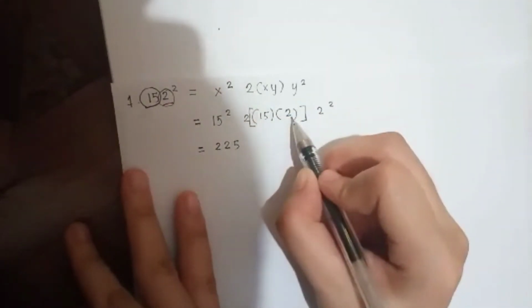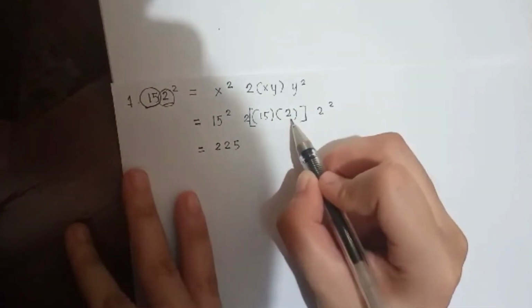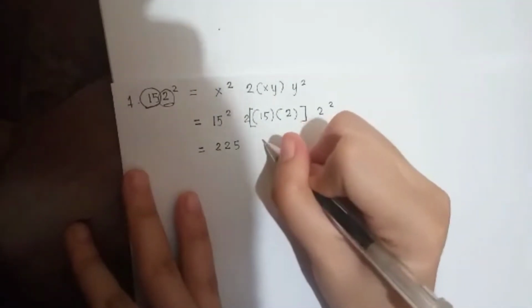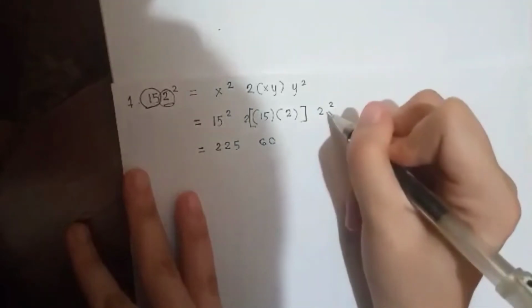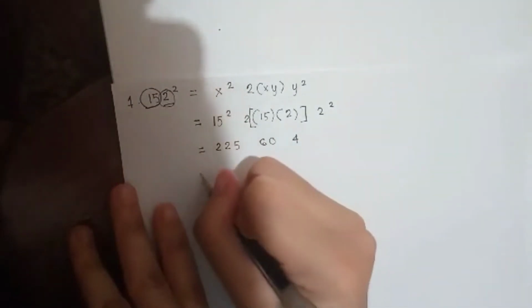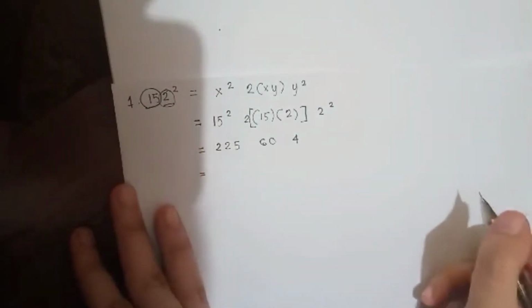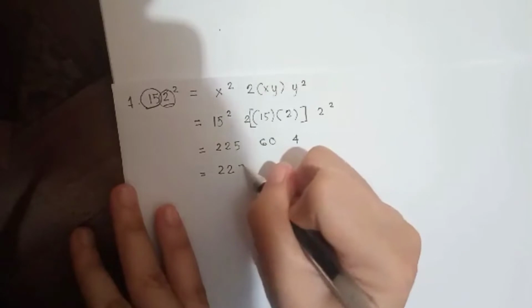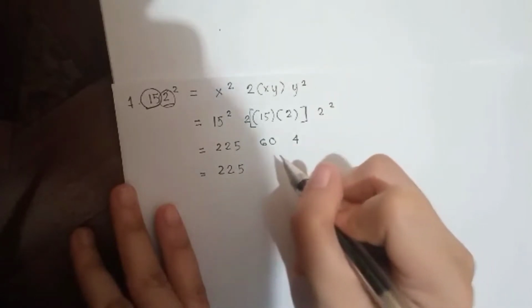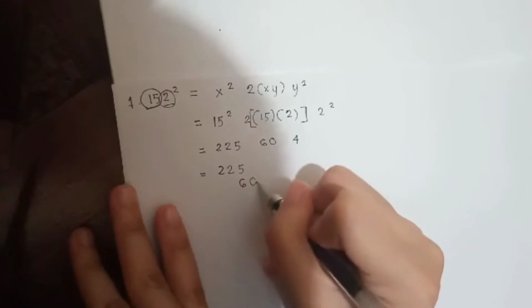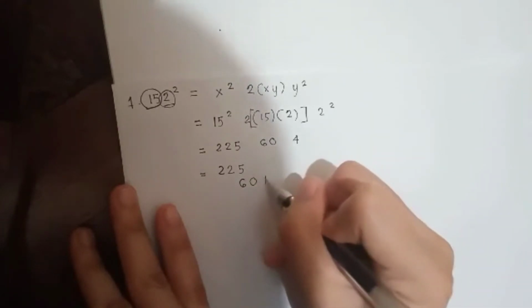15 times 2 is 30. And 30 times 2 is 60. And 2 squared is 4. Now the deal here, what we are going to do is copy 225 and we're going to add 60 here, right here, and the 4.